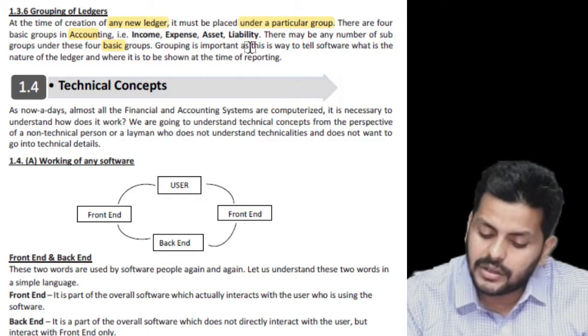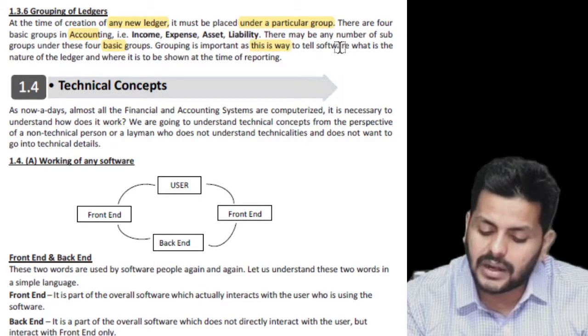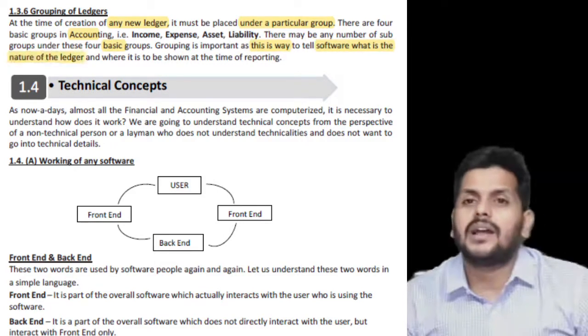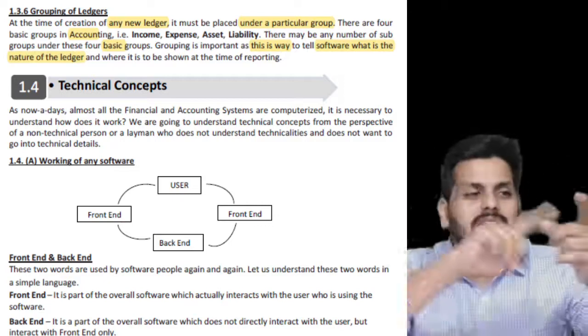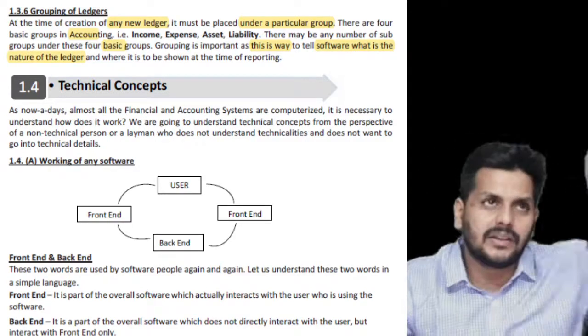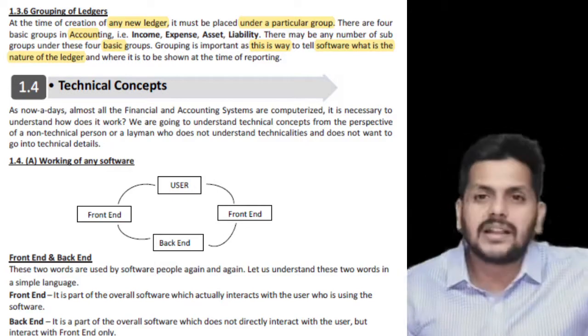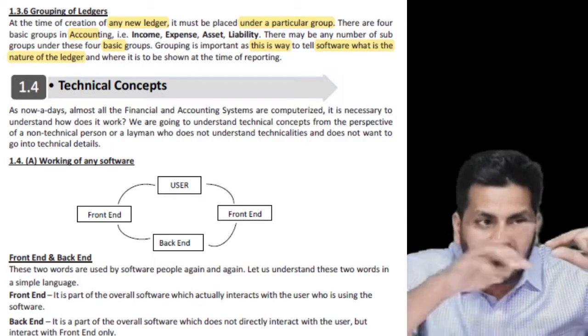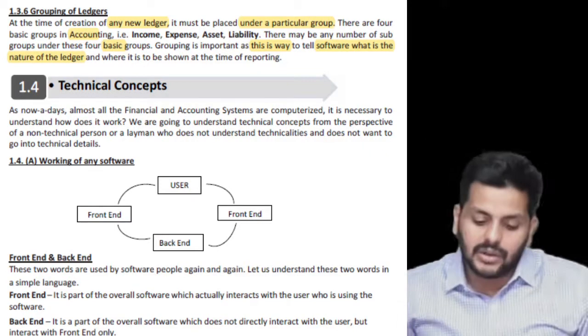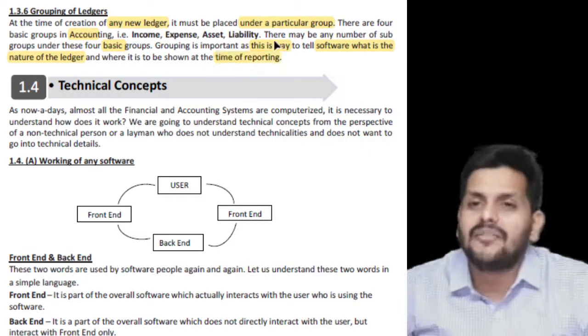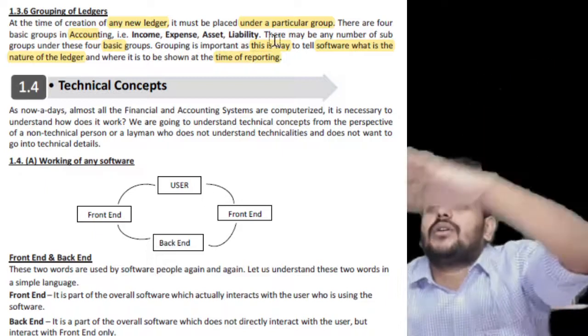Grouping is important because it is the way to tell the software the nature of the ledger. When you create a ledger, is it an asset, a liability, an income, or an expense? Out of these four, which are you grouping it to? That is very important. Creating a ledger is not a problem. Once you create a ledger, you have to say which group it is related to, and that is how it will be shown at the time of reporting. If you group it to liability, it will show under liabilities.